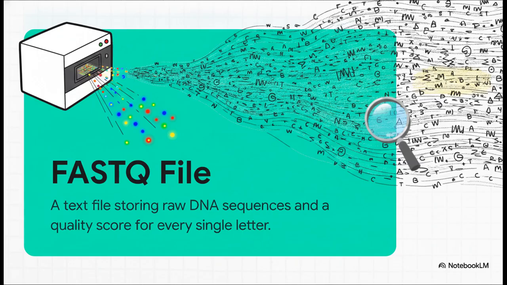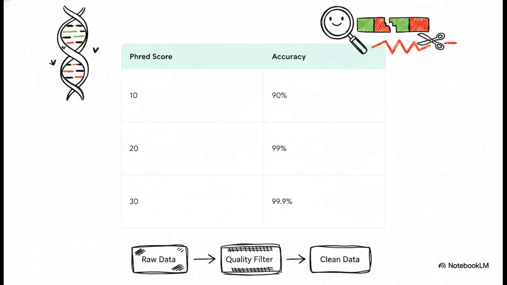And when I say massive, I mean it. The sources note that a single run can generate a file with over 1 billion lines of data. This file stores the raw sequences, the exact A, C, T, and Gs of every single fragment that was read. But importantly, it doesn't just store the letters. It stores how confident the machine was when it read that specific letter, using something called a Phred quality score.